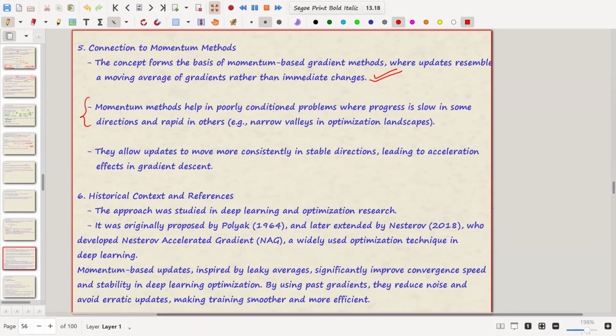This is an ill-conditioned problem. The problem I gave you on the board is an ill-conditioned problem. That is why the gradient method was not working. And that's exactly why, if you have an ill-conditioned problem, you can use momentum with stochastic gradient so that it will work. Momentum methods help in poorly conditioned problems where progress is slow in some directions and rapid in others. I hope I can give you one small example.